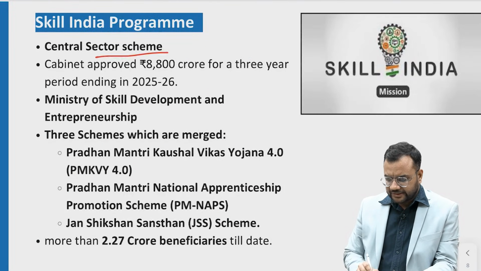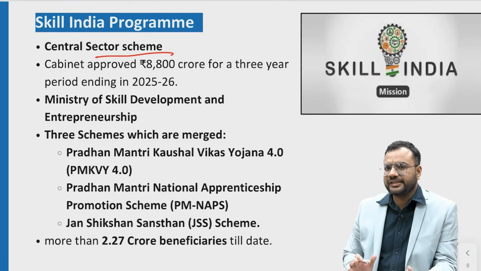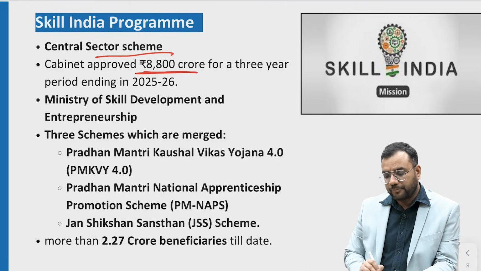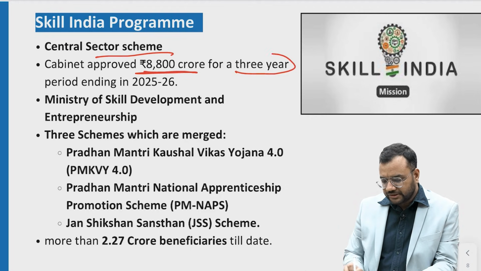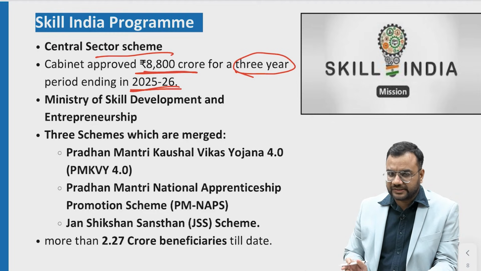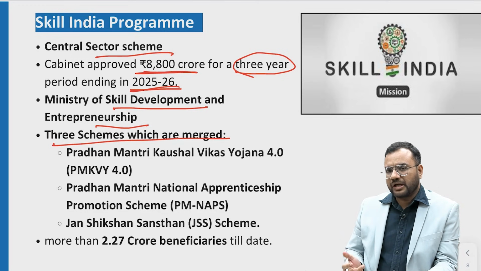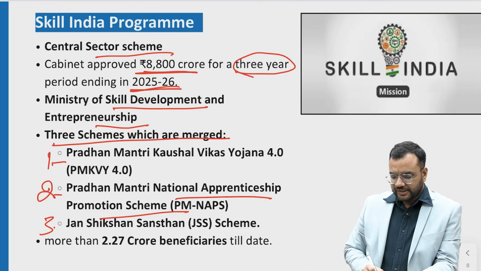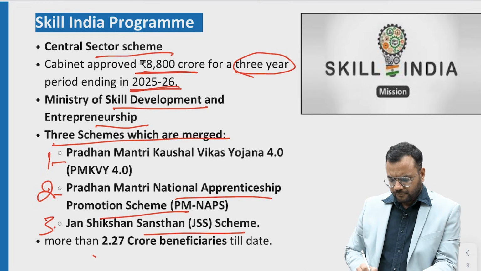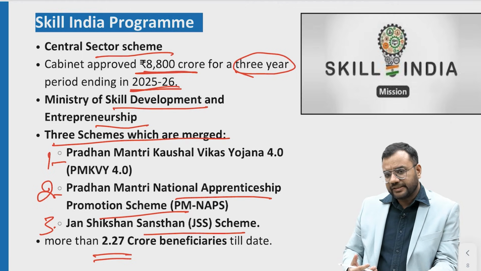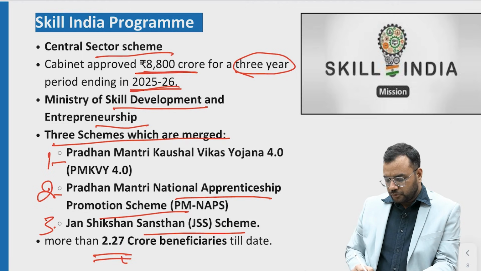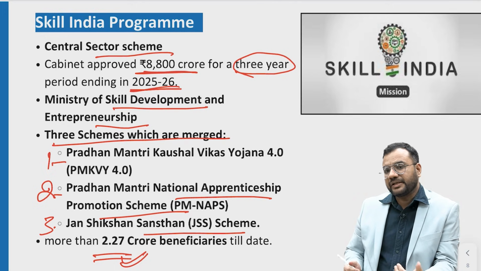This is a central sector scheme. First, it is a central sector scheme, not a centrally sponsored scheme. And the cabinet has approved 8800 crore rupees for a 3-year period ending in 2025-26. It will be run by the Ministry of Skill Development and Entrepreneurship. The three schemes merged in the Skill India program are: first, Pradhan Mantri Kaushal Vikas Yojana 4.0. Second is Pradhan Mantri National Apprenticeship Promotion Scheme. Third is Jan Shikshan Sansthan Scheme. And there is also some data that under the Skill India program about 2.27 crore beneficiaries have benefited till date.